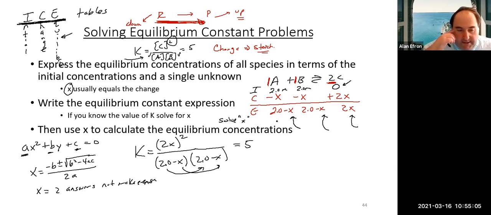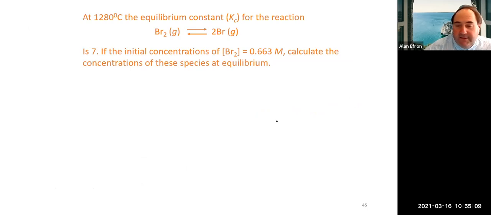All right, so let us actually take a look at one here, and we'll do this one together to see how it all works out. We'll do one to make sure the numbers work out, rather than the one I just made up there. So let's take a look. We have this reaction here. The equilibrium constant is 7. We're starting with 0.663 molar of Br2. What are the equilibrium concentrations of everybody?